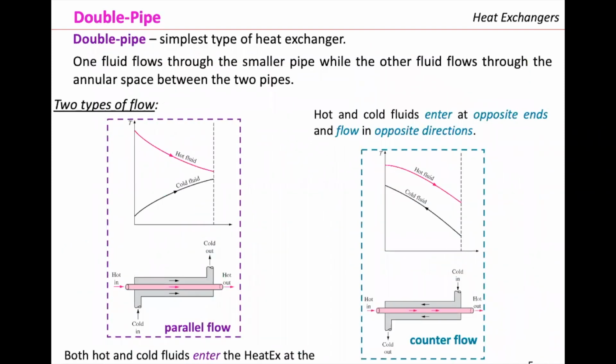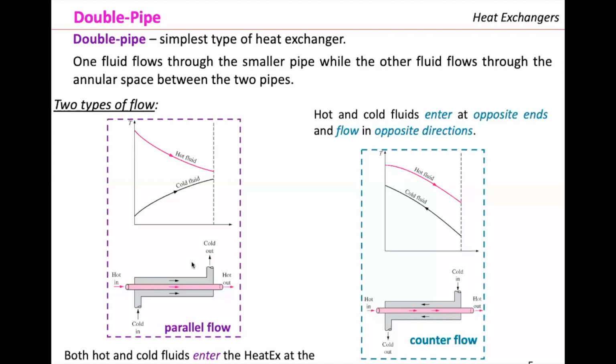The first type of heat exchanger that we are going to evaluate is the double pipe, and it is the most simple type of heat exchanger. As the name implies, it's just a double pipe, okay? One small pipe inside a big pipe, and one fluid goes through the inner pipe, and the other goes through the annular section that just covers the small pipe. So one fluid flows through the smaller pipe, while the other fluid flows through the annular space between the two pipes. And we can have two types of flow in a double pipe heat exchanger.